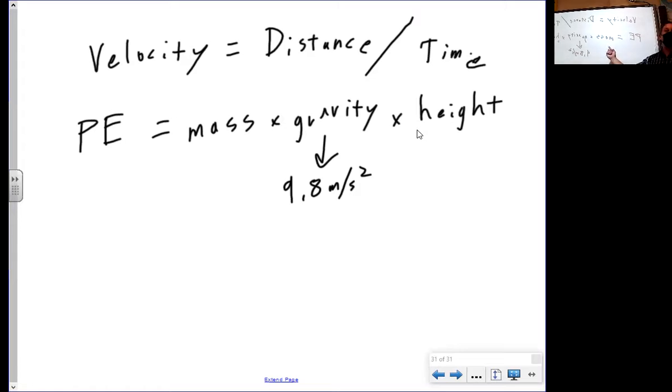So who's going to have more potential energy? Someone who weighs 250 pounds or someone who weighs 100 pounds? 250 pounds. The person with 250 pounds is going to have more potential energy because they have more mass. Who's going to have more potential energy, the person on the top of the ladder or the person on the bottom of the ladder?